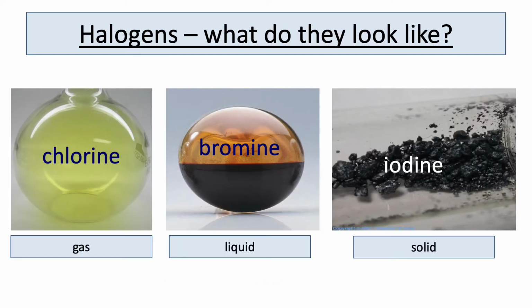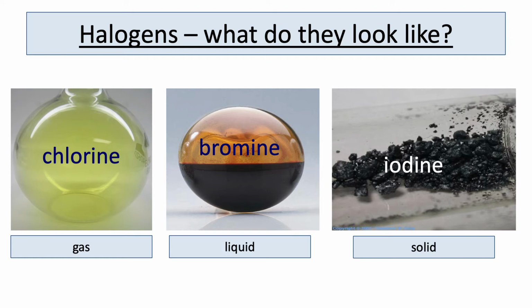In terms of their states at room temperature, chlorine is a pale yellow, greenish yellow gas. Bromine is a brown liquid, and iodine is that blue-black solid. I don't have a picture here, unfortunately, of fluorine, but fluorine is a pale yellow gas. And astatine, if you could view it, well, let's have a think about what astatine might look like.